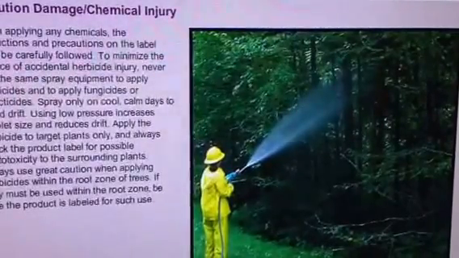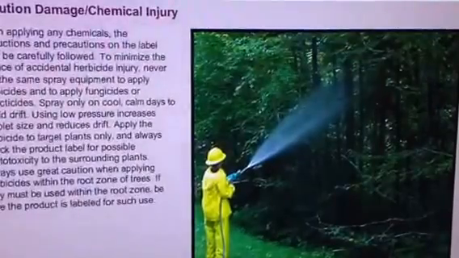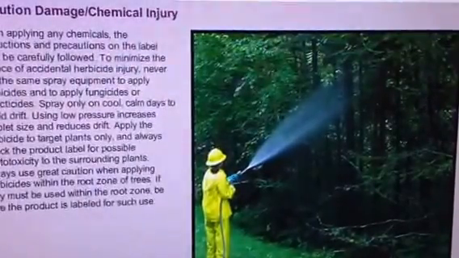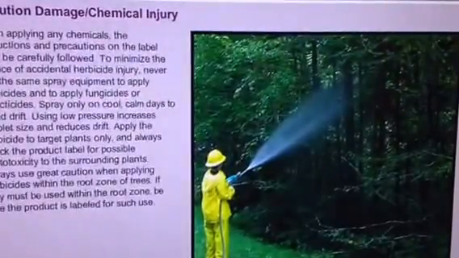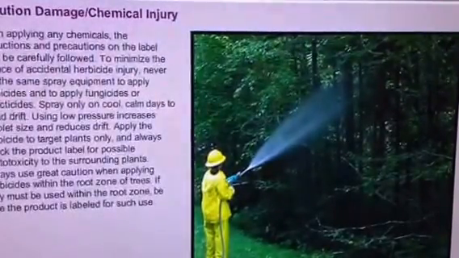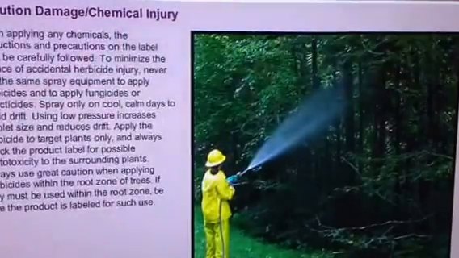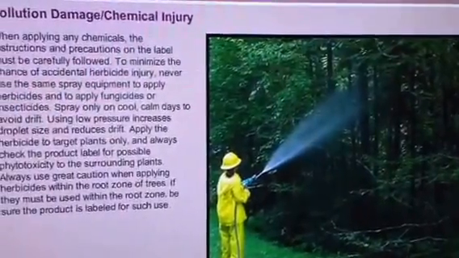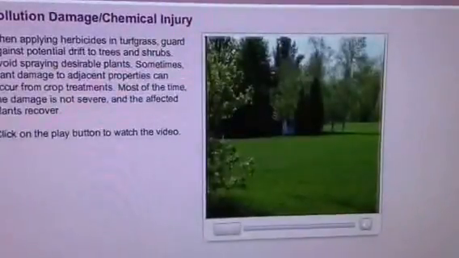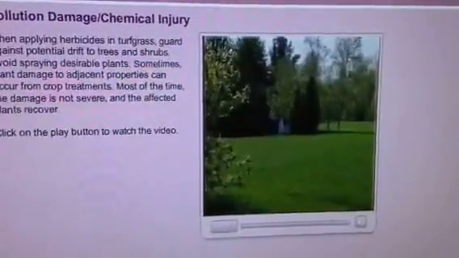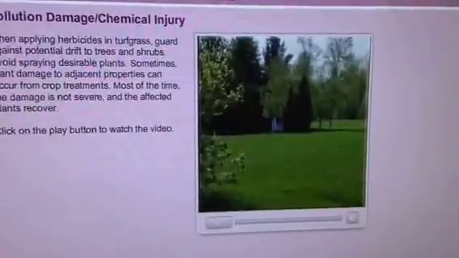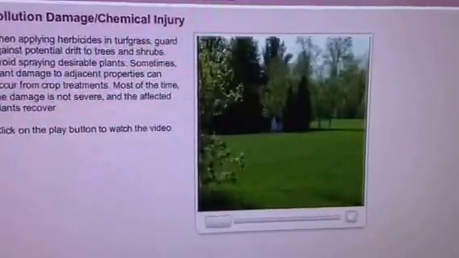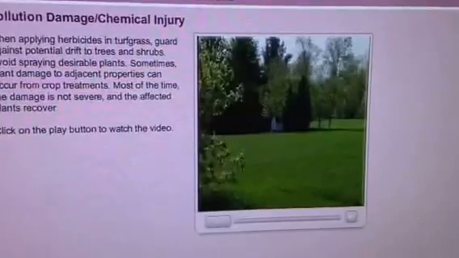Apply the herbicide to target plants only, and always check the product label for possible phytotoxicity to the surrounding plants. Always use great caution when applying herbicides within the root zone of trees. If they must be used within the root zone, be sure the product is labeled for such use. When applying herbicides in turf grass, guard against potential drift to trees and shrubs. Avoid spraying desirable plants. Sometimes, plant damage to adjacent properties can occur from crop treatments. Most of the time, the damage is not severe and the affected plants recover.